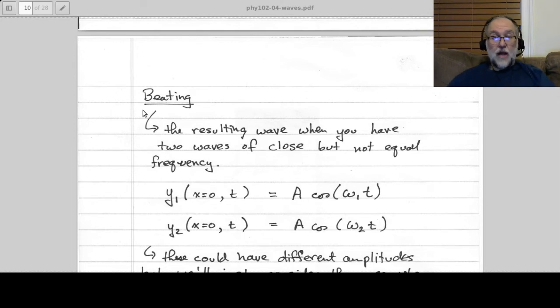Yet another phenomenon that waves exhibit is a result of interference, which we'll talk about at the end of this lecture. But it's a phenomenon which can be described at this point. It's called beating. It's what happens when you have two waves that mix with one another, but each wave has a slightly different frequency. So what happens when you have two waves of slightly different frequencies mixing with one another?